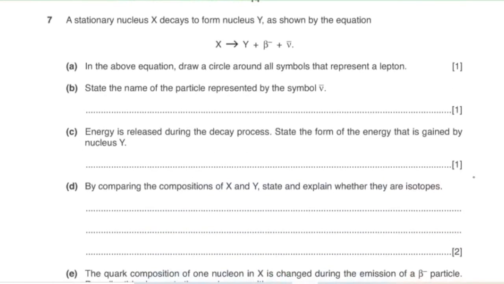Question number 7. A stationary nucleus X decays to form nucleus Y as shown in the equation. Part A. In the above equation, draw a circle around all symbols that represent a lepton. So the beta minus particle is a lepton as well as this antineutrino. Part B. State the name of the particle represented by this symbol. So this is antineutrino.